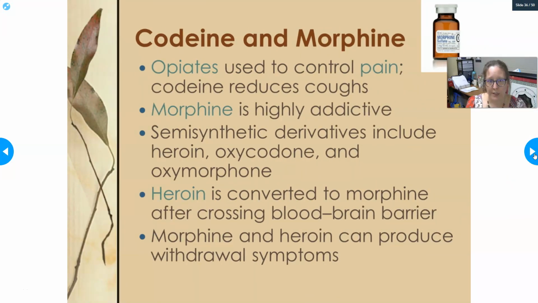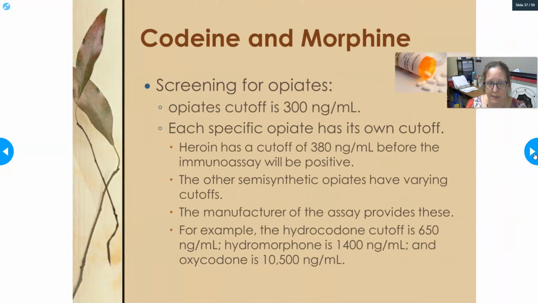Codeine and morphine. So these are opiates. Opiates are used to control pain. Codeine can be used to control and reduce coughs. Morphine is highly addictive. There are semi-synthetic derivatives of morphine, and those include heroin, oxycodone, and oxymorphone. Heroin is converted to morphine after crossing the blood-brain barrier, and morphine and heroin can produce withdrawal symptoms, again, because they are highly, highly addictive.